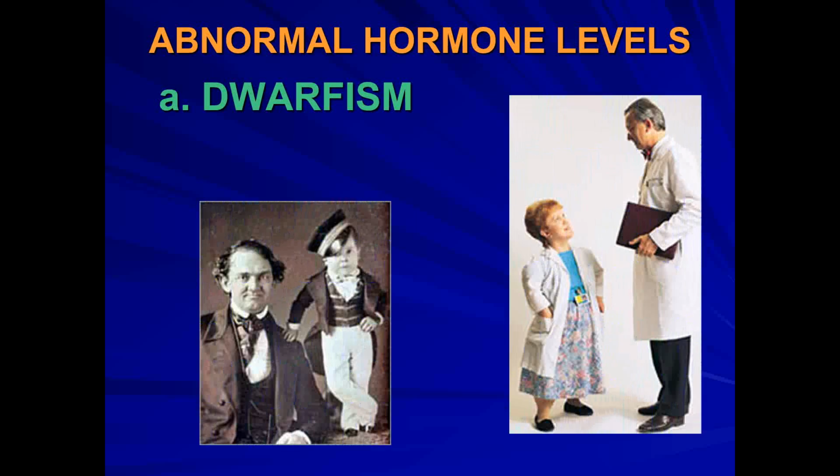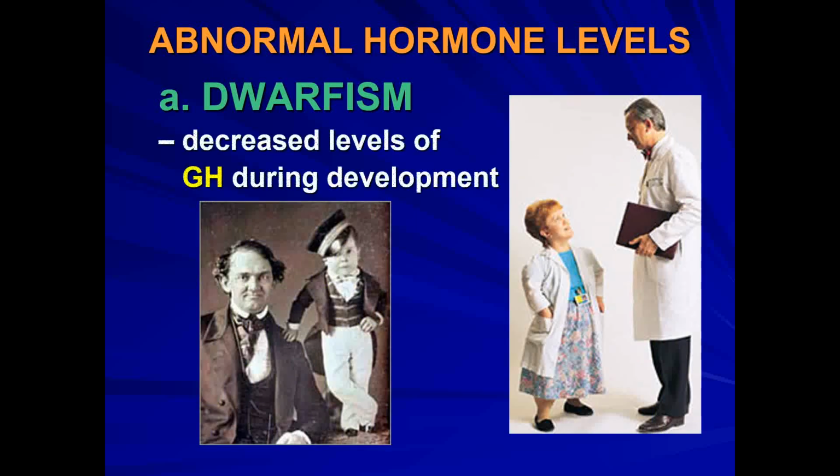And dwarfism is a circumstance where during development there's not enough growth hormone from the pituitary gland, and as a result the individual does not grow to a quote normal stature. So individuals tend to be shorter than the average.